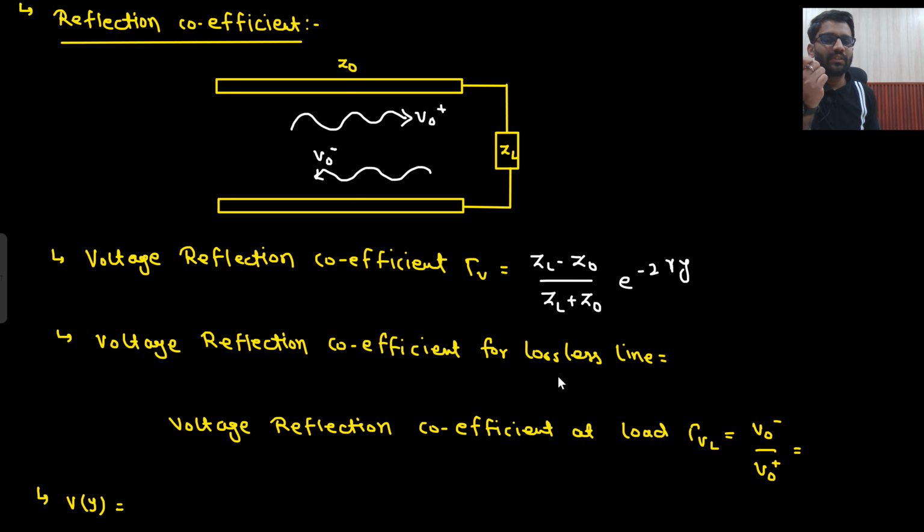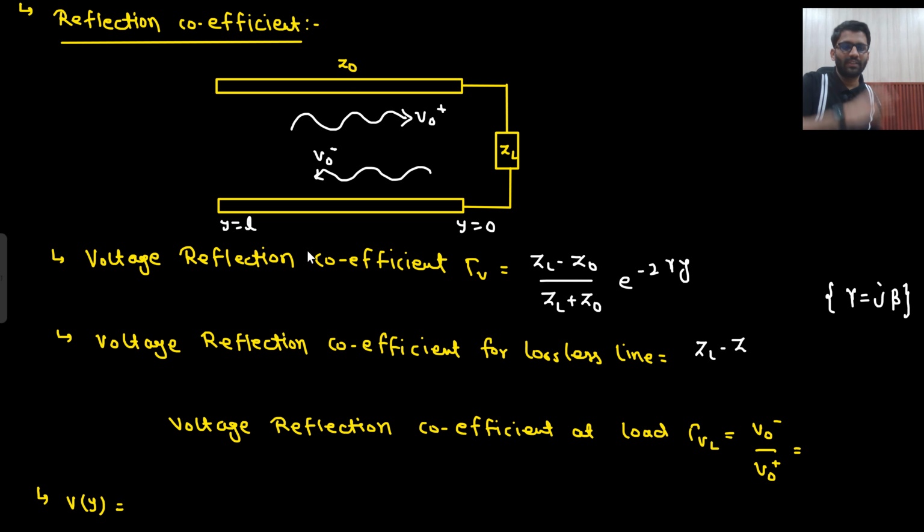Now what would the voltage reflection coefficient be for a lossless line? For a lossless line, what will be the value of gamma? Gamma will be equal to j beta for a lossless line. So just replace gamma with j beta here: ZL minus Z0 upon ZL plus Z0 e to the power minus 2 j beta y. What is y here? y equals 0 at the load and y equals l at the source. y is the distance from the load. All these things we have seen in a very good manner. In terms of y only we are writing, so this is the formula.